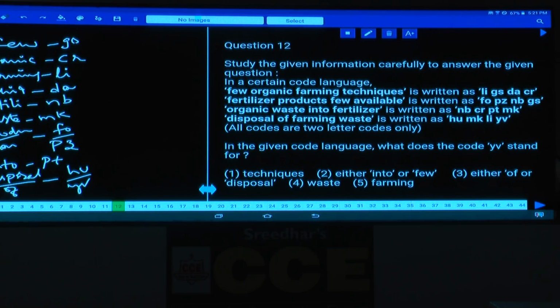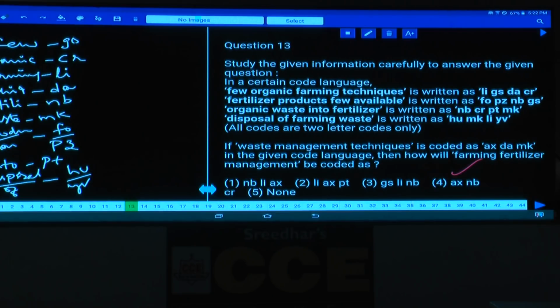Then question number 12. In the code language, what does the code YV stand for? The code YV stands for what? Either disposal or off. Either disposal or off, that is choice 3. Then question number 13.